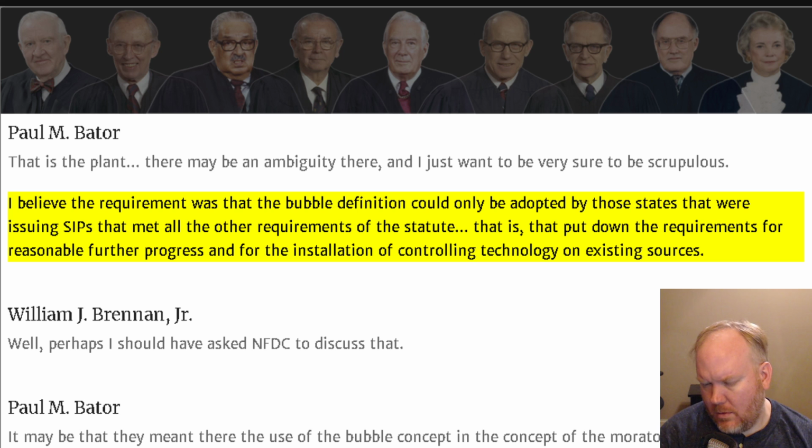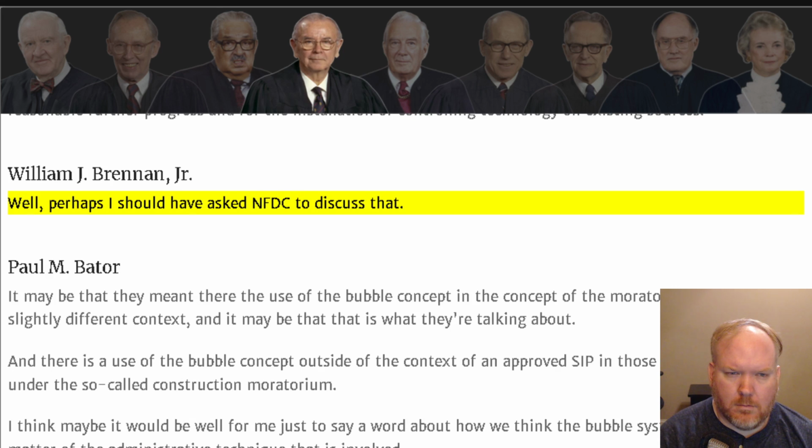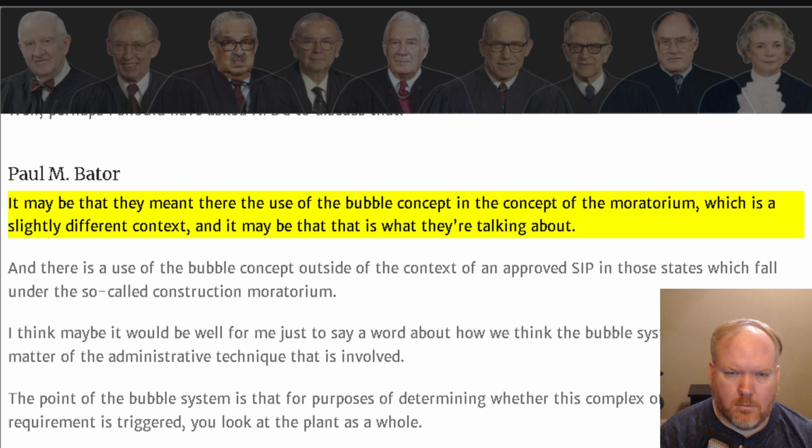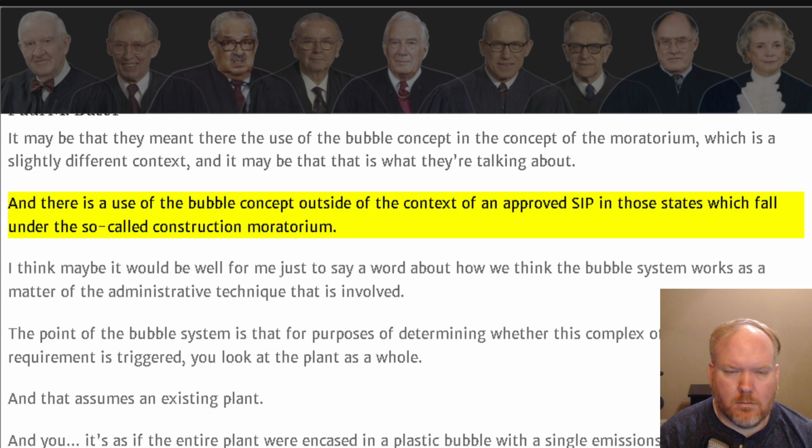I believe the requirement was that the bubble definition could only be adopted by those states that were issuing SIPs that met all the other requirements of the statute, that is, that put down the requirements for reasonable further progress and for the installation of controlling technology on existing sources. Well, perhaps I should have asked NRDC. It may be that they meant there the use of the bubble concept in the context of the moratorium, which is a slightly different context. There is a use of the bubble concept outside of the context of an approved SIP in those states which fall under the so-called construction moratorium.